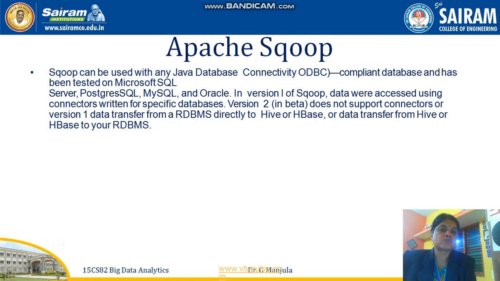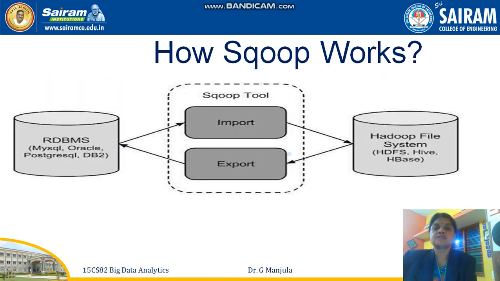Version 1 of Sqoop was released and written for specific databases. Version 2 came as a beta version and does not support the connectors, while version 1 transfers data from RDBMS directly to HBase or Hive. So this is the journey of RDBMS with Sqoop and how it has been taken care of. Now we will see how Sqoop works.